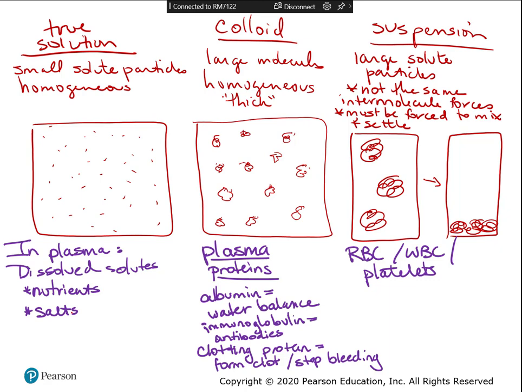So nutrients, salts, even wastes. Waste molecules made by your body cells need to get transported to the kidney, because it's the job of the kidney to filter out this fluid waste, to get rid of urea, uric acid, and creatinine, which are the primary ones. So all of these are small molecules, totally dissolved, and they don't separate out. So they're considered a true solution. So the blood is actually a combination of all the different types of mixtures, all the different types of solutions that we've talked about.